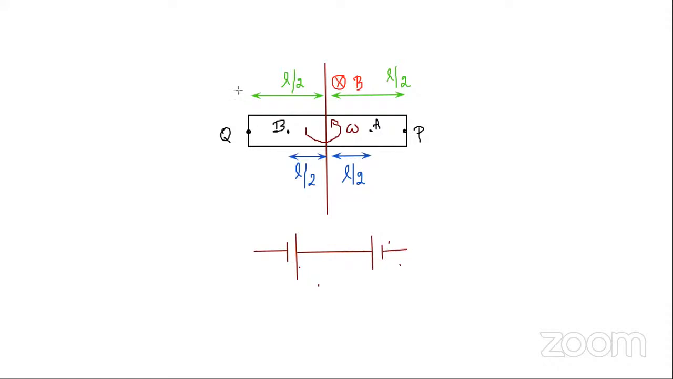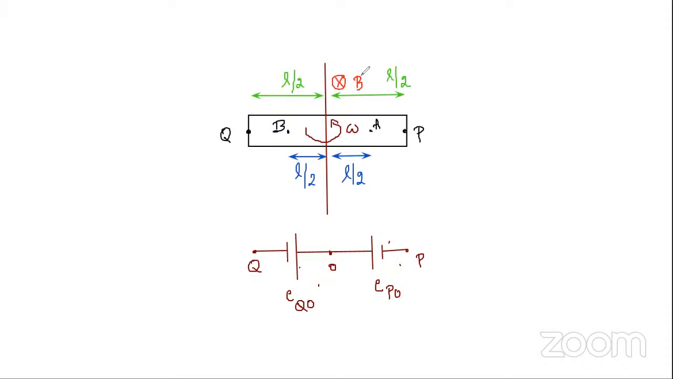The points can be represented like this. So this is Q, and here you have EMF EQO. The center point is O. So this point is EPO, and this point is P. Due to the rotation of this rod in the magnetic field, an EMF is generated at this point B and at this point A. That is represented as EQO and EPO.